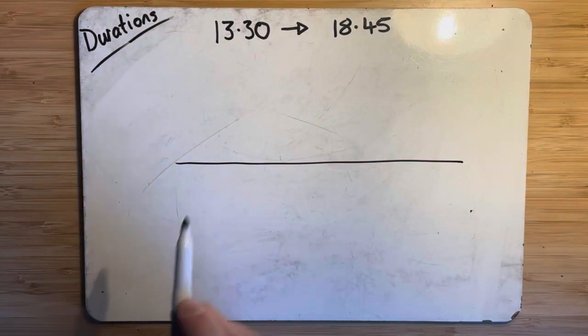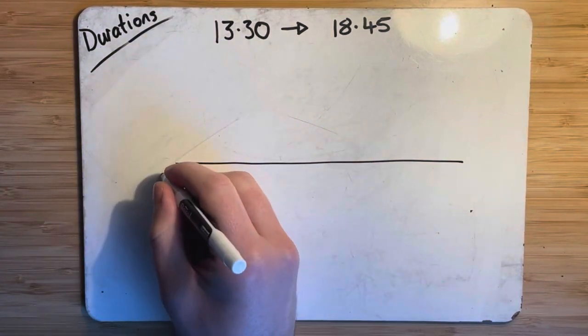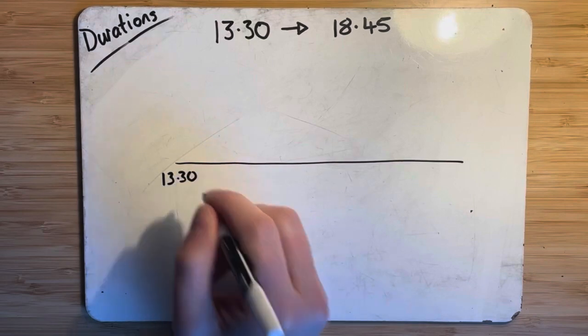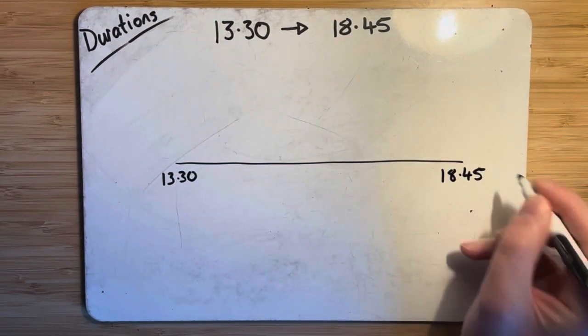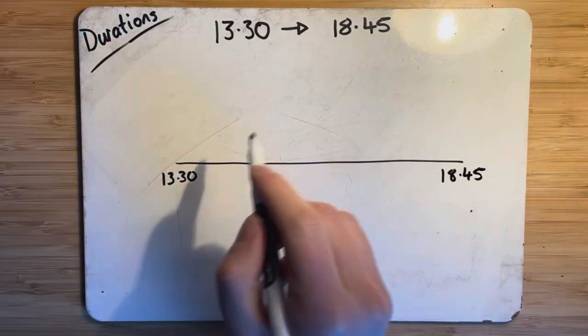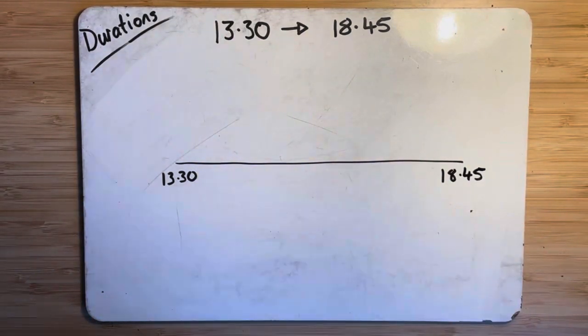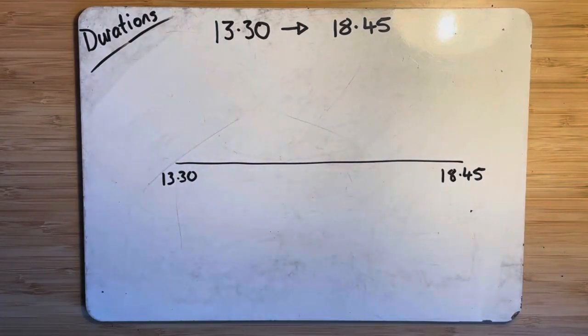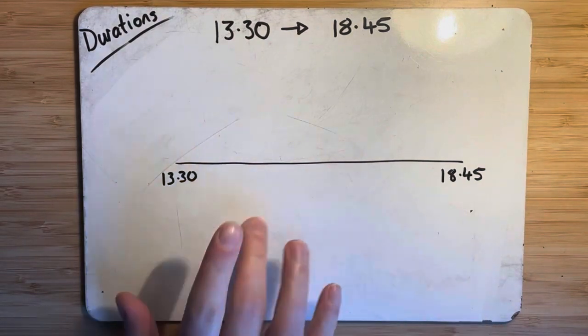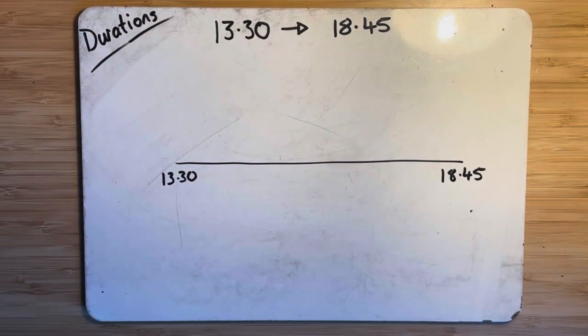So the first thing you need to do is get your start time written in, which will be 13:30, and then your finish time is 18:45. And what we're going to do is just add on chunks until we get to this time, and then the duration will be however many chunks we had to add on to get to that final time. And there's a good reason that this is a very easy example, and we'll go over that in a little second.